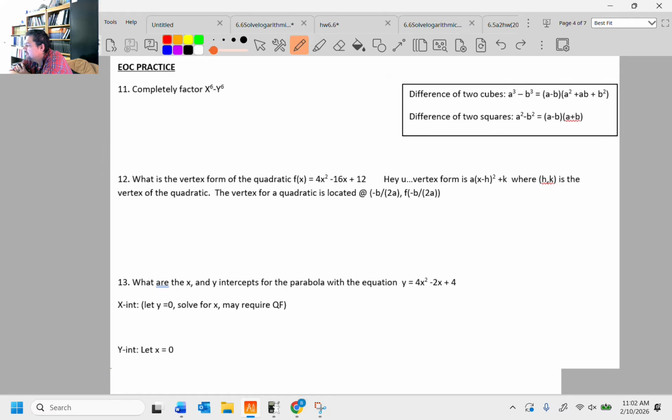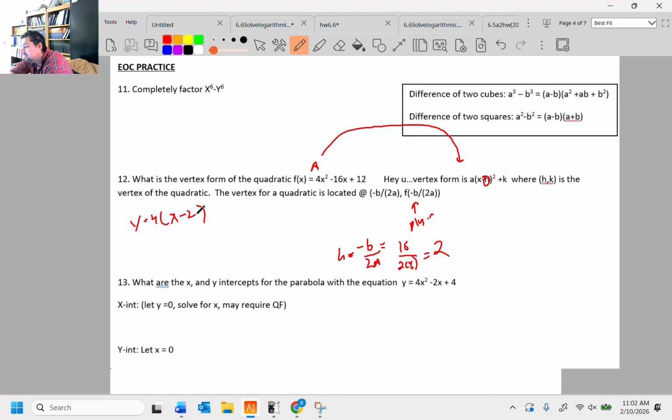Hey, you, vertex form is a times (x minus h) squared plus k, where (h, k) is the vertex of the quadratic. We've been over this, but you forgot it. The vertex of a quadratic is located at x equals opposite b over 2a, and then this means plug in. That's what it means. So let's just start with some simple things. This is a. a is 4. y equals 4, parentheses. Let's find this h. h is at opposite b over 2a. So it's at a positive 16 over twice of 4, which is 2, last I checked.